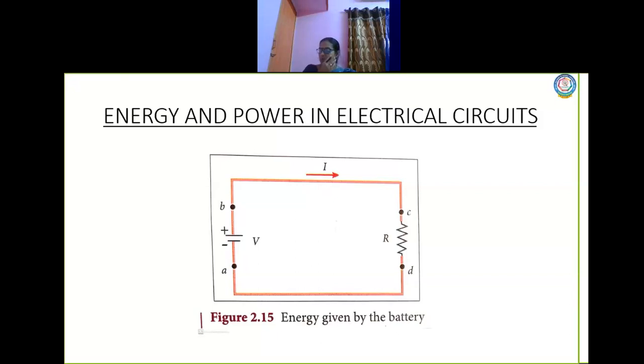Now when a battery is connected to a circuit, immediately what happens, children? Definitely there will be a current flow in the circuit. Yes or no? Definitely current flow, right? So what is happening whenever there is a current flow? It means that the energy that is there in the battery is given to the resistor in the circuit.